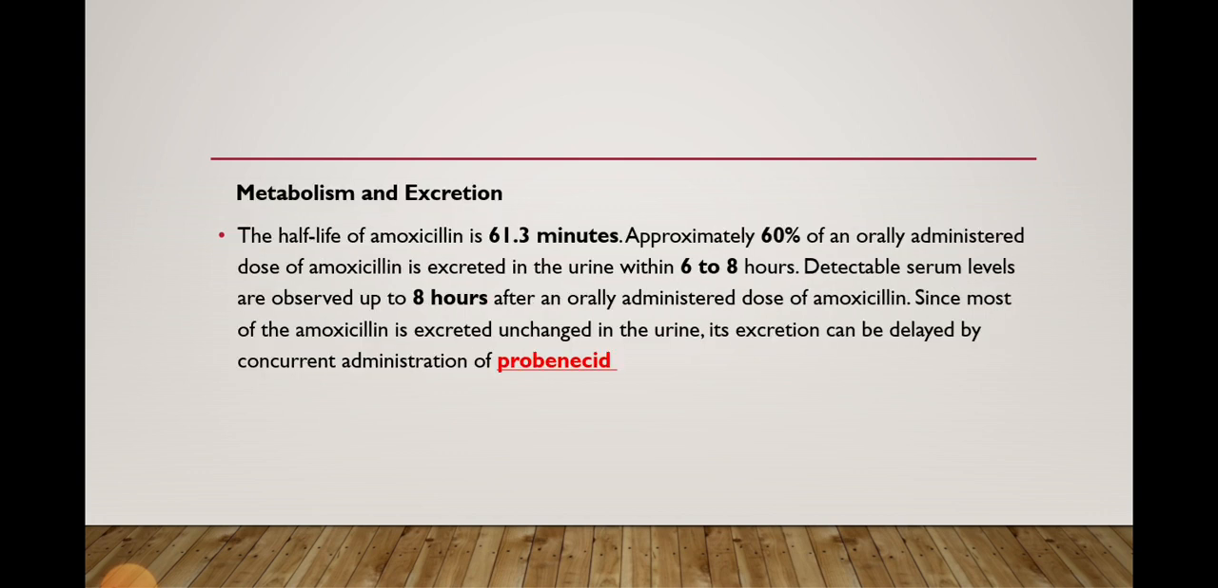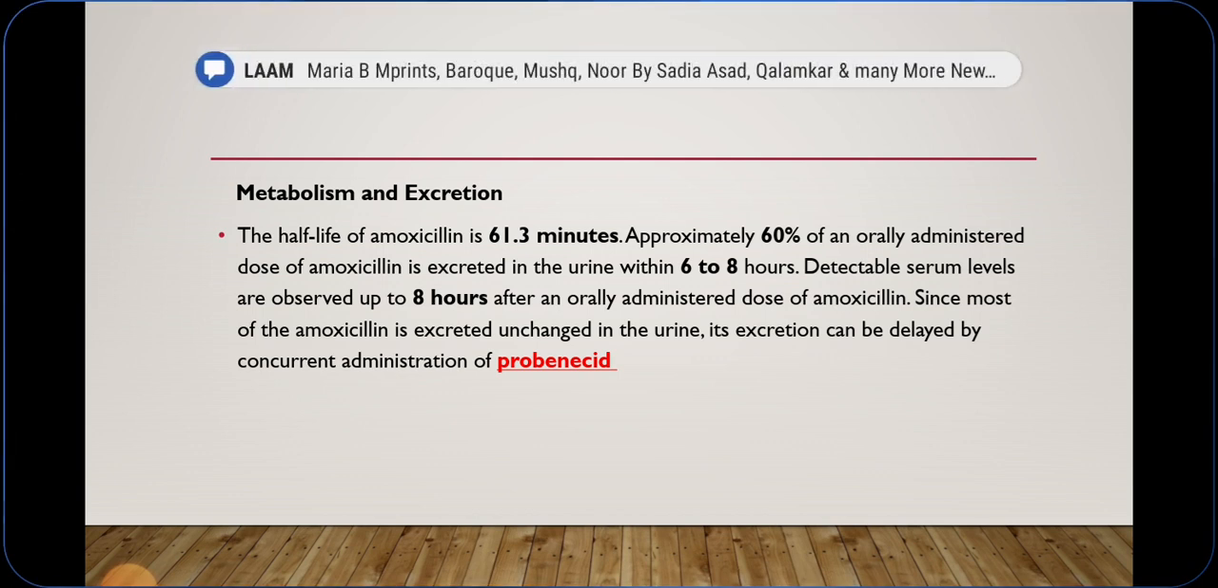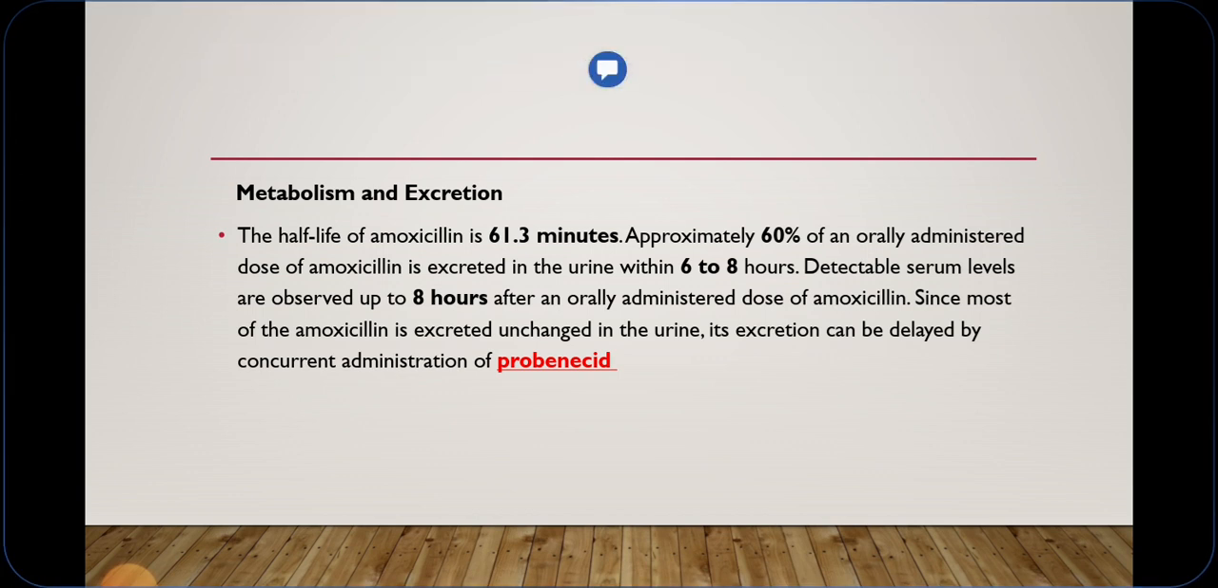The metabolism and excretion of amoxicillin. The half-life of amoxicillin is 61.3 minutes. Approximately 60% of an orally administered dose of amoxicillin is excreted in the urine within 6 to 8 hours. Detectable serum levels are observed up to 8 hours after an orally administered dose of amoxicillin. Since most of the amoxicillin is excreted unchanged in the urine, its excretion can be delayed by concurrent administration of probenecid.